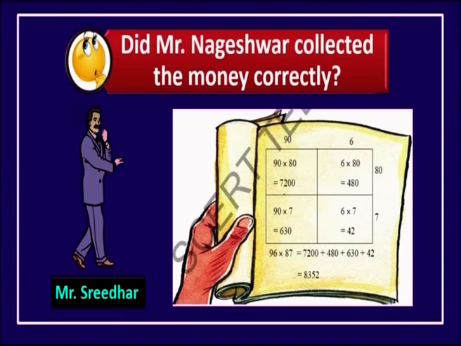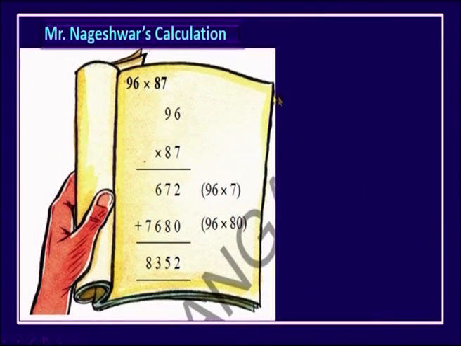Did Mr. Nageshwar collect the money correctly? Let us see. This is how Mr. Nageshwar has done his calculation children. Okay, so 96 with 87. Now let's see whether the multiplication is performed correctly or not. So here first he multiplied 96 with 7, because 7 is in ones place.